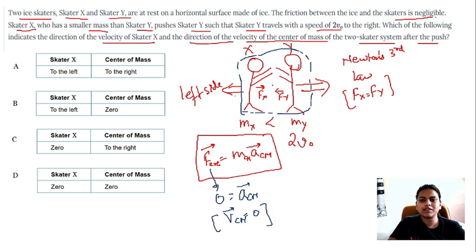The center of mass is lying somewhere between them. So when they go away, the center of mass would be stationary. It won't move. Okay, so skater X is going to the left, and the velocity of the center of mass is 0.